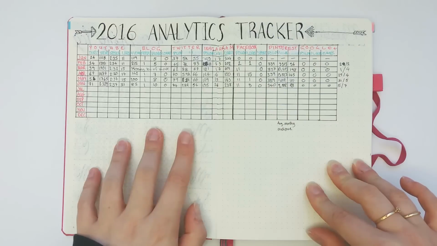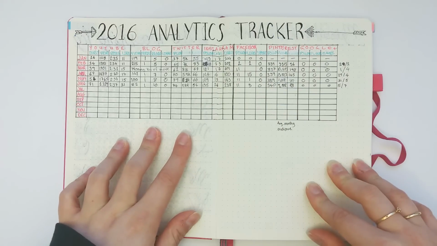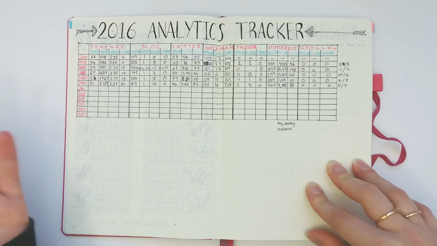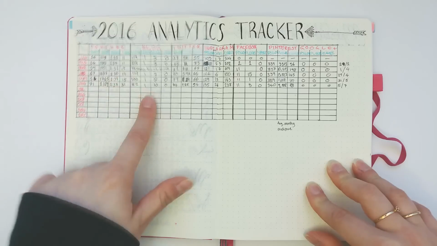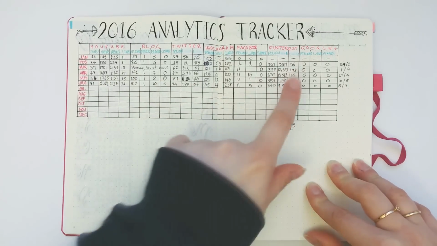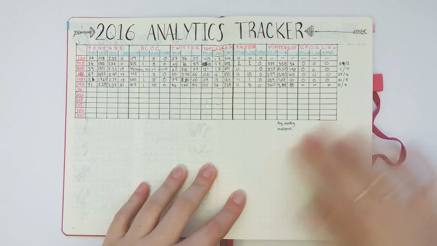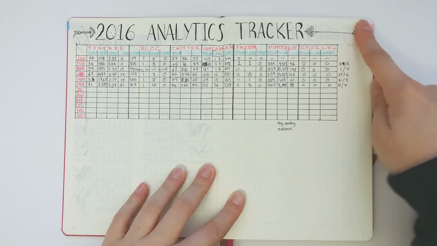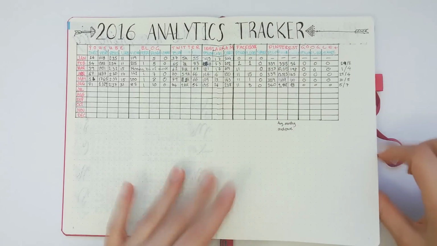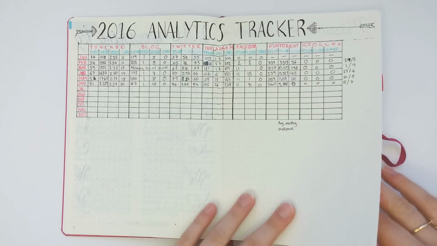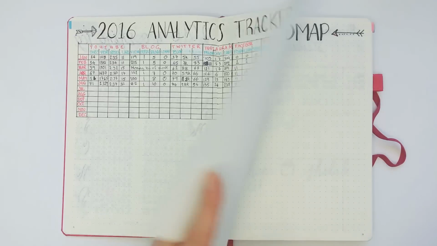Moving along, this is my analytics tracker, and this is where I track all of the analytics related to YouTube, my blog, Twitter, Instagram, Facebook, Pinterest, and Google+. I do want to put another little page flag up here because this I need to go to fairly, well, monthly, but it'd certainly be nice to just be able to flick to it very easily.